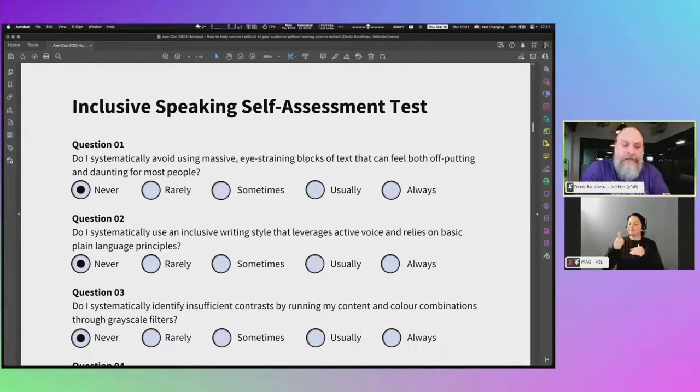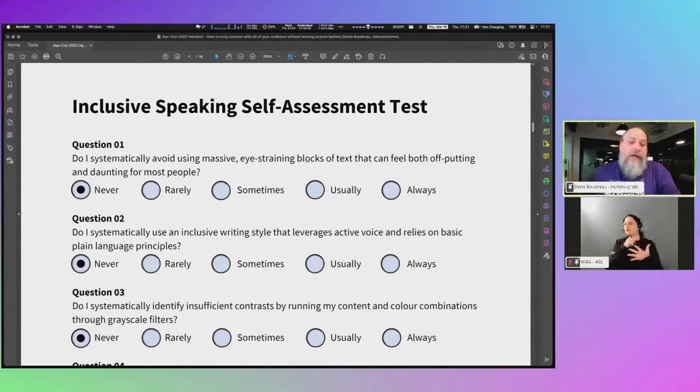and see what that gives us. So the first question is, do I systematically avoid using massive, intimidating blocks of text that can feel both off-putting and daunting for most people? Think about a presentation that you might have done, for instance. Are you presenting a big wall of text that people are supposed to read while you're talking? Are you presenting that big wall of text and it's a little small, so it's harder to read? Do you count on or leverage that as a way to get your message across? So again, do you do that never, rarely, sometimes, usually, always?